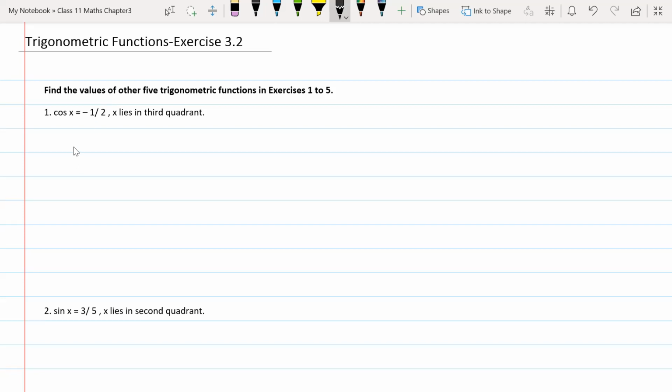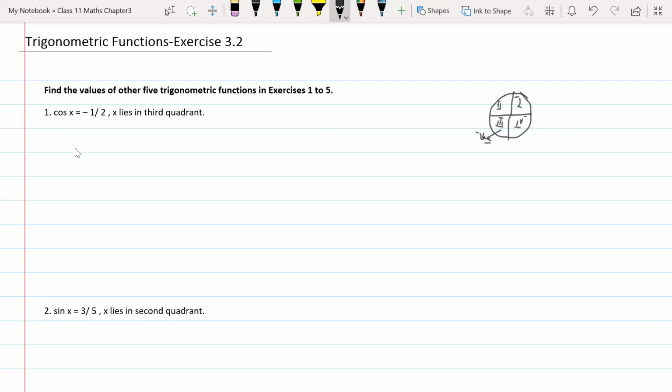Now, question number 1 states cos x is equal to minus 1 by 2 and it lies in the third quadrant. This is the first, this is second, this is third, this is fourth. Here the cos axis lies. By default, it is negative.